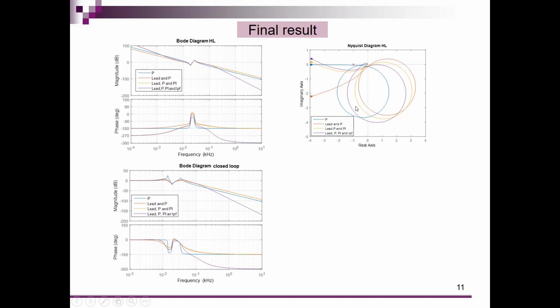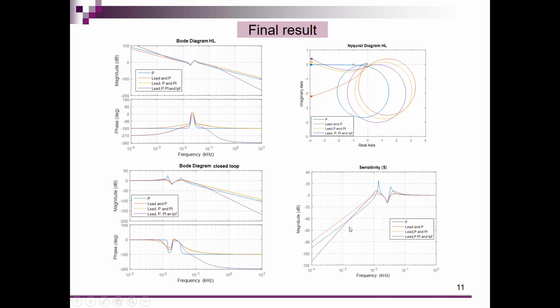Well, we started off with the blue curve over here, which was only the P controller with a very small phase margin. Then we went to the lead filter and the P controller, which is the red Nyquist plot over here, with a very good phase margin. And when we add the PI controller, well, the phase margin drops, which is, let's call it the yellow one, and the purple one shows the Nyquist plot when we also implemented the low pass filter. So we see that the phase margin drops when implementing a PI controller and when you also implement that low pass filter.